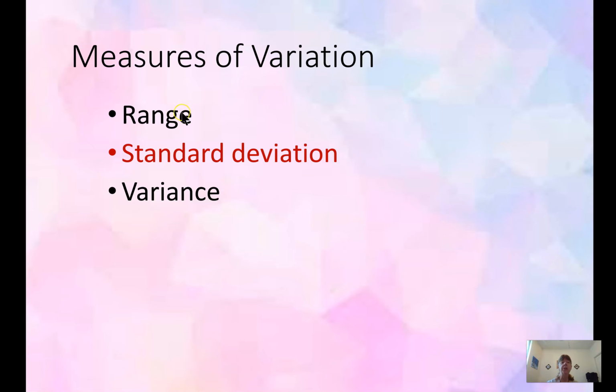The range looks at just the lowest and highest and completely disregards everybody in between. The standard deviation, on the other hand, looks at everybody's score and how much it differs from the mean. So if you have one outlier, that's going to have a huge effect on the range and will have less effect on the standard deviation. And then finally, the variance is simply the standard deviation squared. With all of these, the higher the number, the greater the variation.